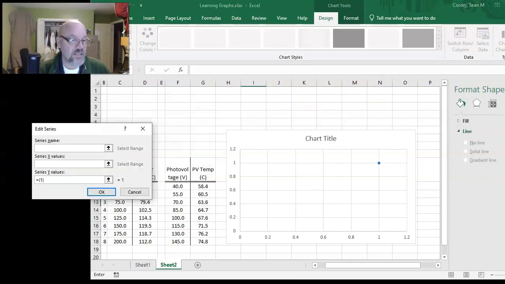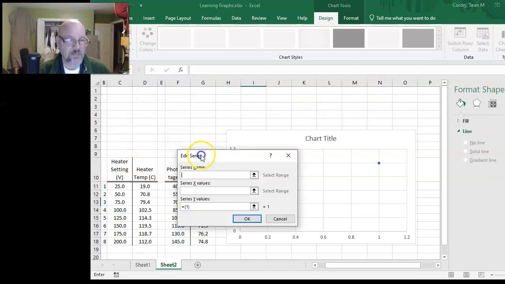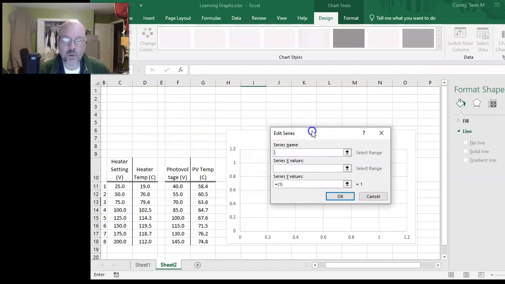So now we've got two series on here. What we're going to do is call one of them heater setting. And by the way, you can just click right on this, but if we did, it would have that V on there. So in this particular case, that's kind of a drawback.